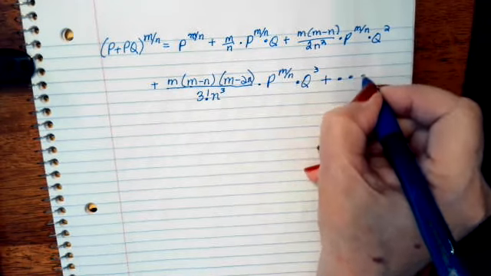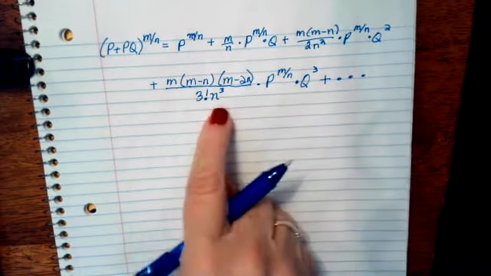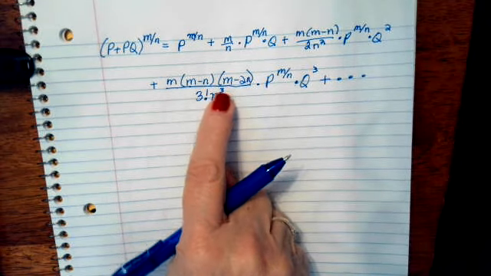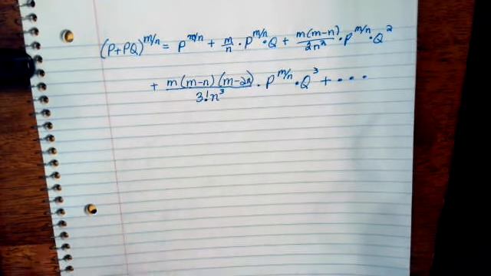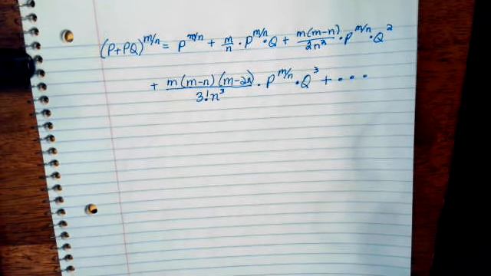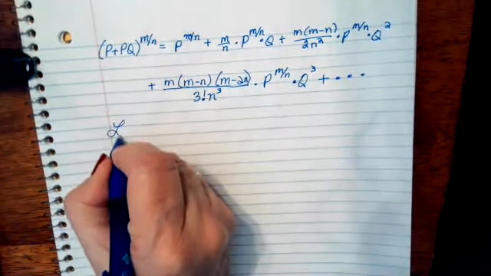You know, the next term is going to be the Q to the fourth. You'll have n to the fourth in the denominator, 4 factorial, which is 24. You'll have 4 of these up in the top in the numerator, and so on. Okay, well, let's work on that left-hand side for just a minute.